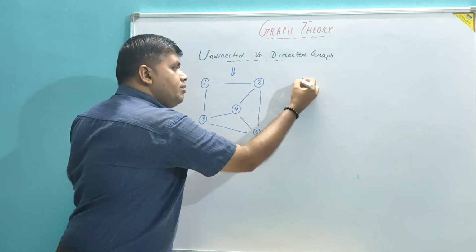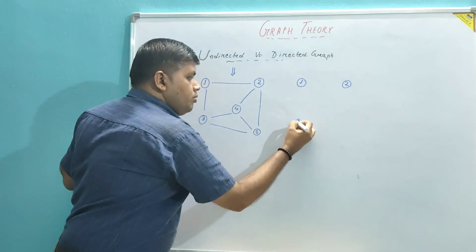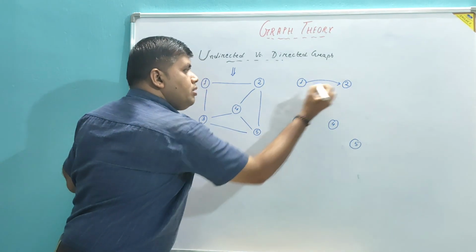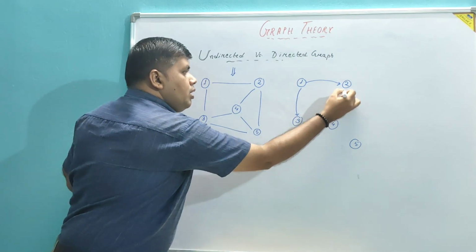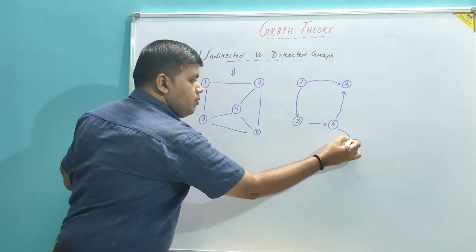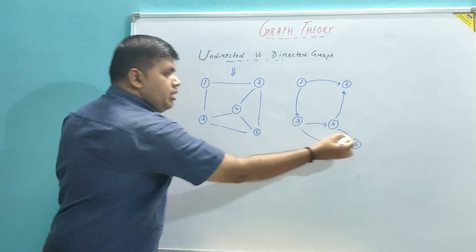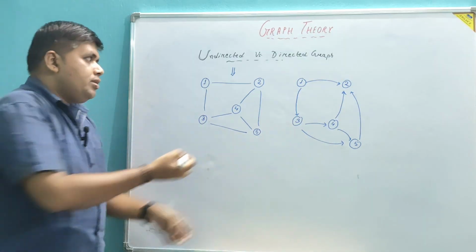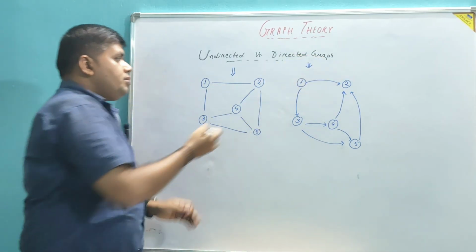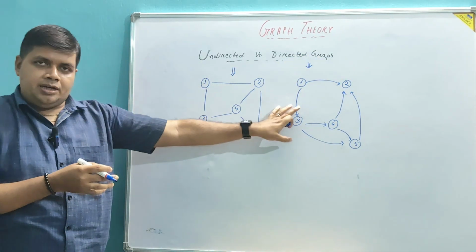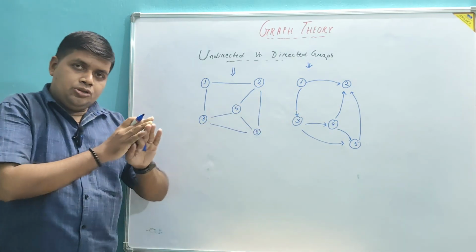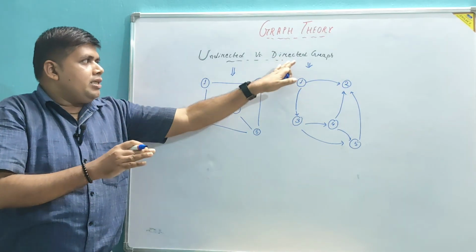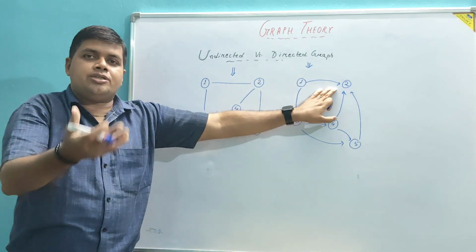However, if we have another graph, say 1, 2, 3, 4 and 5, and in this we have something of this type, such a graph is considered a directed graph. So this is the basic difference between undirected and directed graph. In an undirected graph, there is no direction associated with the edges. However, in the case of a directed graph, there is a direction associated with the edges.